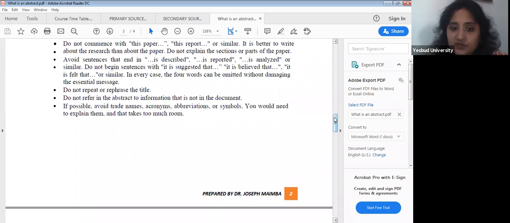Then do not refer in the abstract to information that is not in the document. If there is some information which is not in the document and you have put it in your abstract, this is not a good thing, because readers quickly find out these mistakes and will just hang on your research project. Then, if possible, avoid trade names, acronyms, abbreviations or symbols. You would need to explain them, and that takes too much time; you don't have that many words here to explain things.